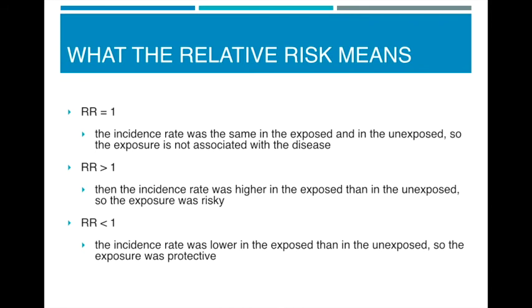A relative risk of 1 means that the incident rate was the same in both the exposed and unexposed, so the exposure is probably not associated with the disease. If the RR is greater than 1, then the incident rate was higher in the exposed than the unexposed, so the exposure was risky. An RR of less than 1 indicates that the incident rate was lower in the exposed group than the unexposed group, so the exposure was protective. If the RR is less than 1, you'll want to convert it into a percentage just like we did with the case control studies.